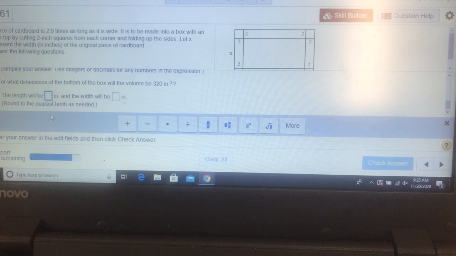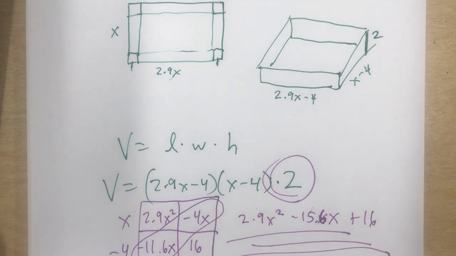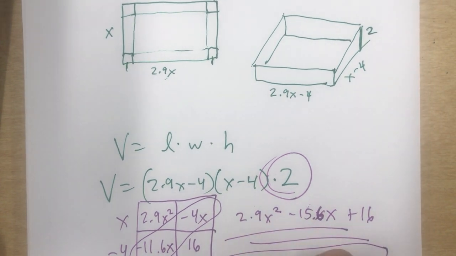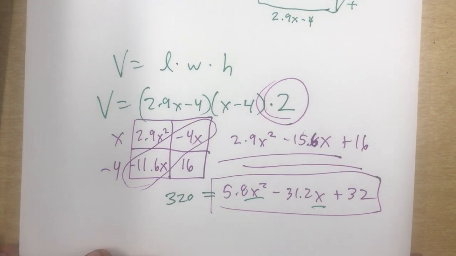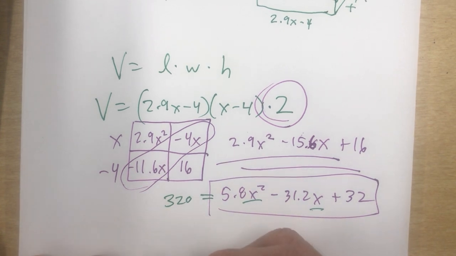For what dimensions of the bottom of the box will the volume be 320? So, that's what this is asking. If this is my volume right here, then what does x have to be if this is going to equal 320? Okay, so I'm going to set this equal to 320. That's what it's asking. What dimensions of the bottom of the box will give the volume 320?